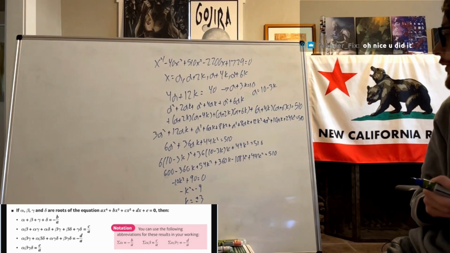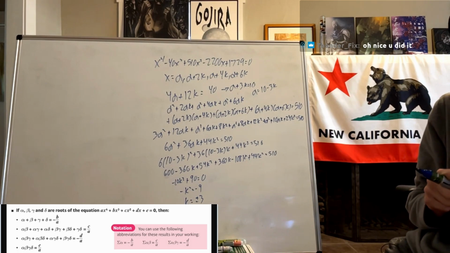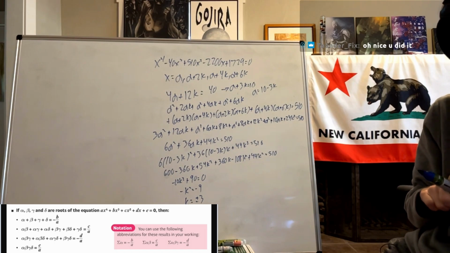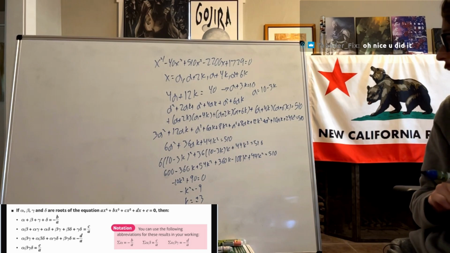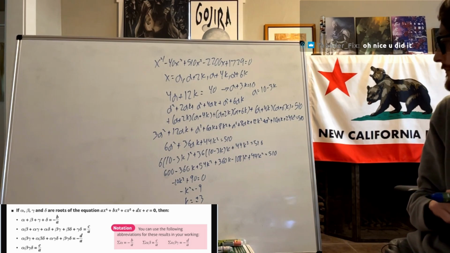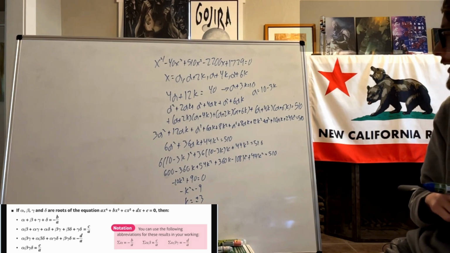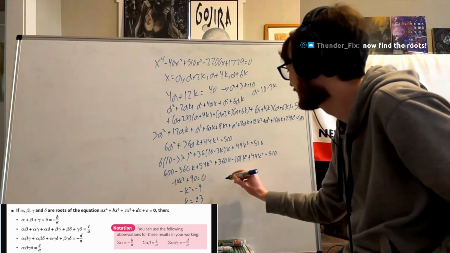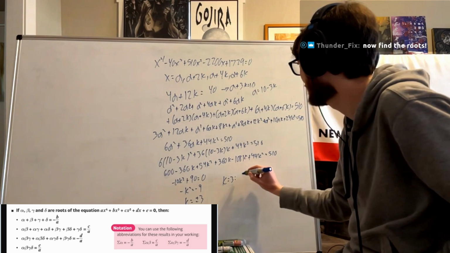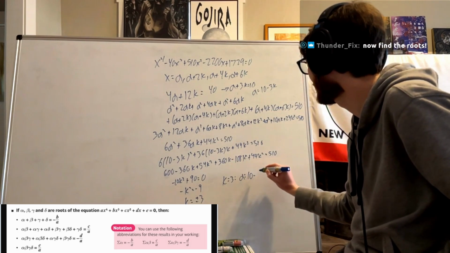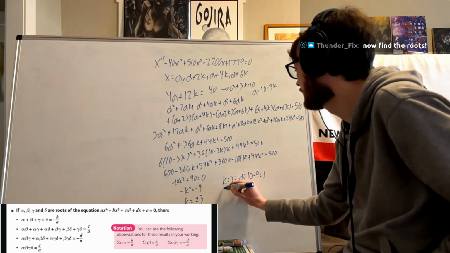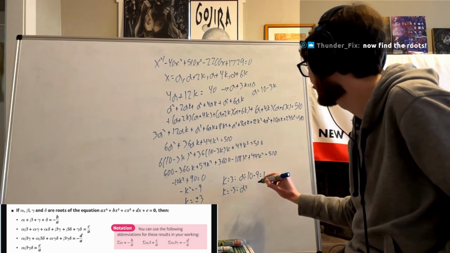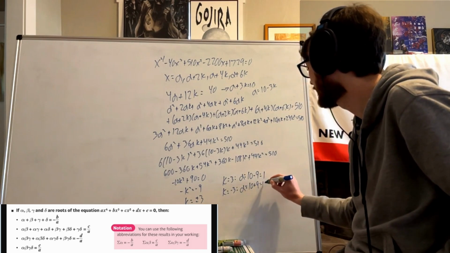Oh, I could divide it all by 2. You're right, Thunder, I didn't even spot that. Yeah, divided by 2 would have saved some work there. It's okay, though. So we know k, let's find alpha. When k equals positive 3, alpha is equal to 10 minus 9 is 1. When k equals negative 3, we get alpha equals 10 plus 9 is 19.